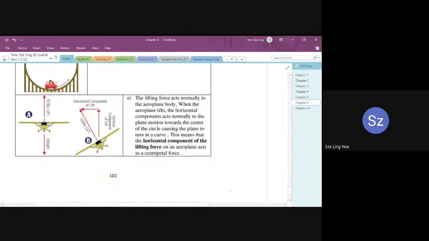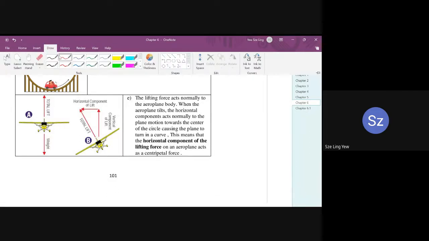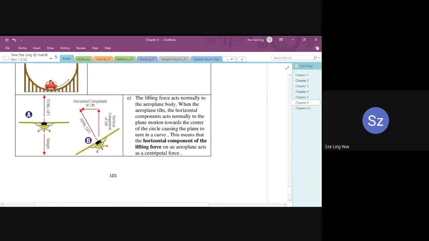And then the last one, now you have an aeroplane. The airplane can move in a circular motion because of what? Because of a force that we call lifting force. We don't have a lifting force in our syllabus except when it involves an airplane. The lifting force acts normally to the airplane body. When the aeroplane tilts, the horizontal component acts normally to the plane towards the center of the circle. So basically, this is your lift force. So this example, we call it conical pendulum. So we have 3 examples here.